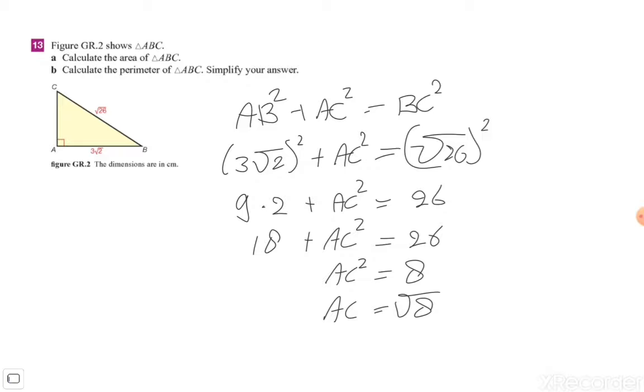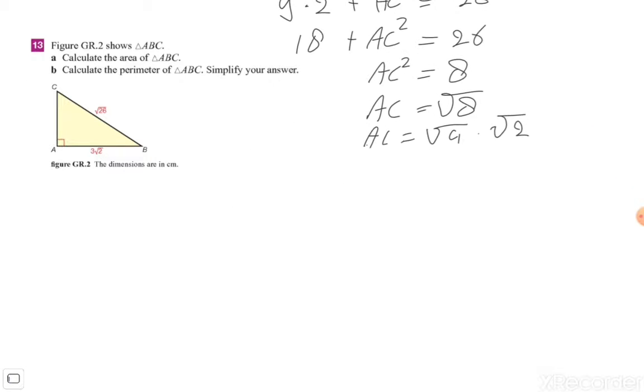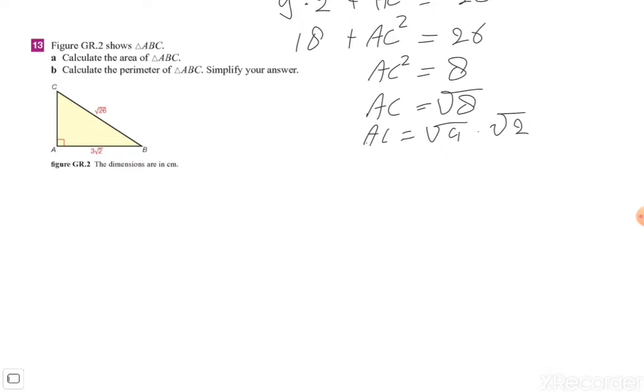Now to factorize the square root of 8, because that's the next step, AC is equal with the square root of 4 times the square root of 2. I'm just moving this exercise so we can go on. So AC is equal with the square root of 4 is 2, times square root 2. And the dimensions are in centimeters, so line AC is 2 square root of 2 centimeters.